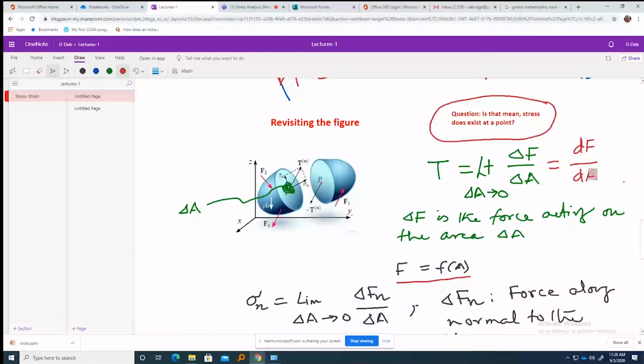Then does the stress exist at a point? The answer is yes, because it's ultimately a derivative of the force at a particular area, or at a particular point in that area. If I know that derivative, that is basically my traction, and from that traction I can make a normal direction and a shear direction. So actually stress exists at a point. If it doesn't, then we cannot move further with solid mechanics.